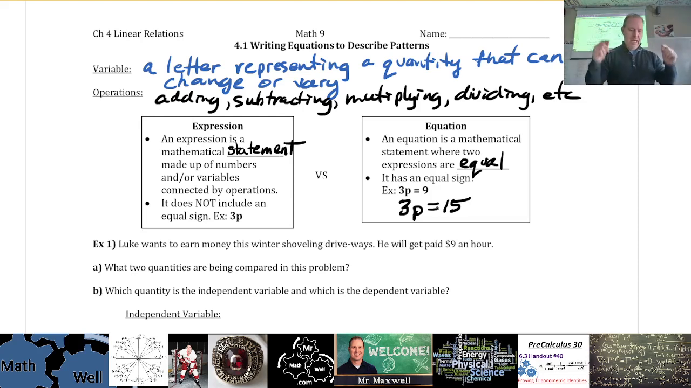All right, so let's take a look at example number 1 here. It says that Luke wants to earn money this winter shoveling driveways. He will get paid $9 an hour. All right.